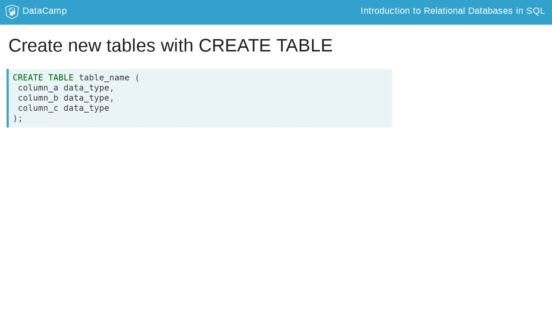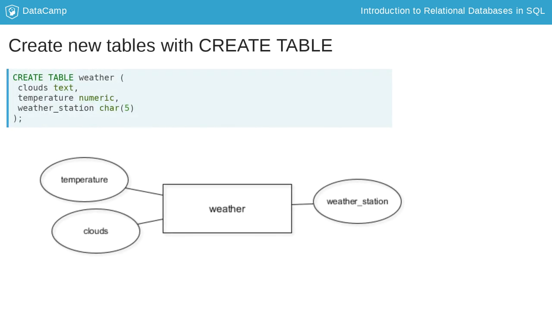At the minimum, this command requires a table name and 1 or more columns with the respective data types. For example, you could create a weather table with 3 aptly named columns. After each column name, you must specify the data type. There are many different types, and you will discover some in the remainder of this course.